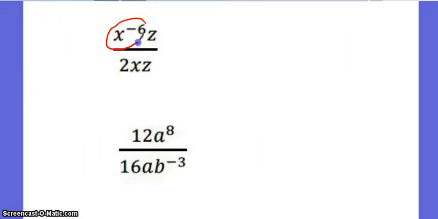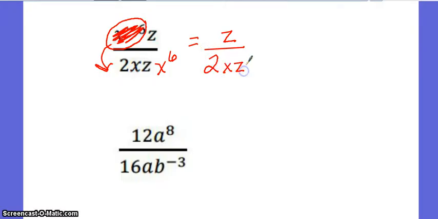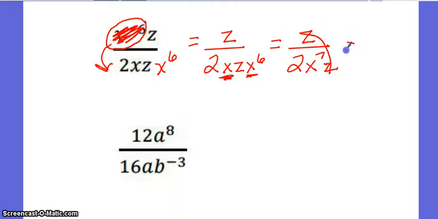Again, this is with the x, so you flip that to the bottom. So now you have x to the sixth down here, and you just have a z on the top. 2x times x to the sixth, which is 2x to the seventh, because there's 1 here and 6 here. The z's cancel out. You're left with 1 over 2x to the seventh.